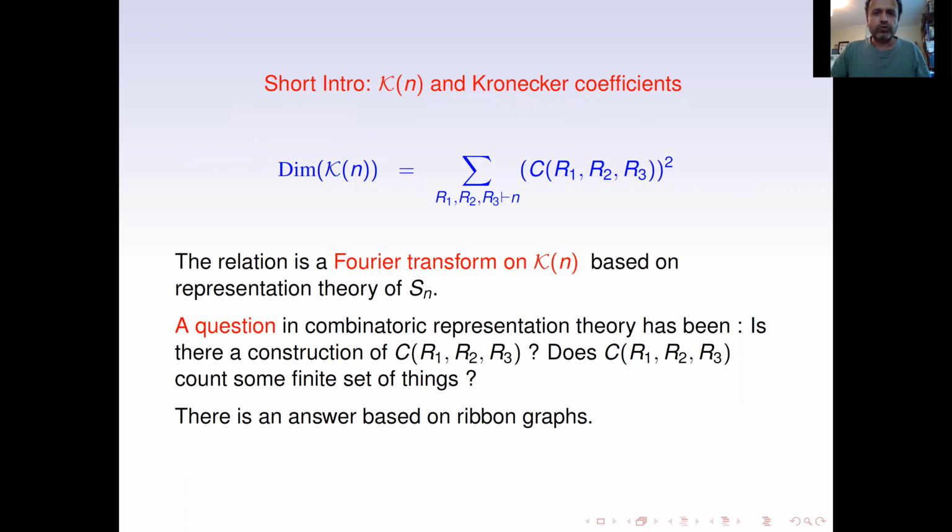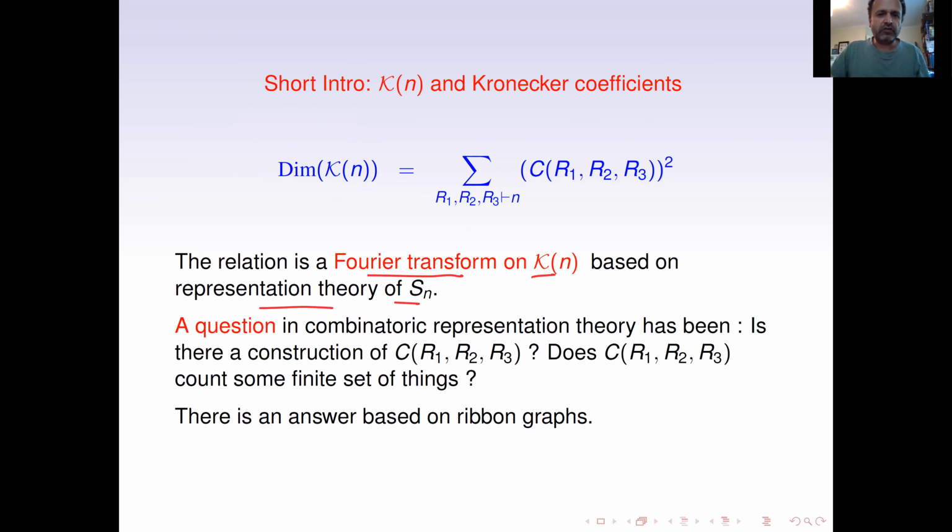K(n) is also closely related to Kronecker coefficients. So the dimension of K(n) is equal to the sum over triples of Young diagrams with n boxes of the square of the Kronecker coefficient. The relation between these two descriptions of K(n), one in terms of Kronecker coefficients and one in terms of bipartite ribbon graphs, is a Fourier transform on K(n), which is based on representation theory of S_n.